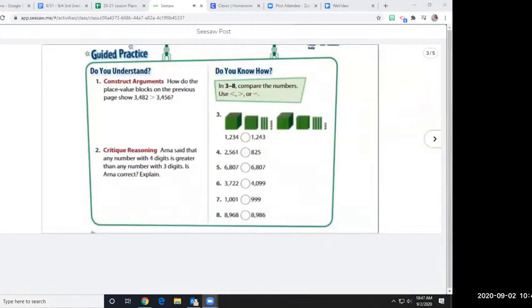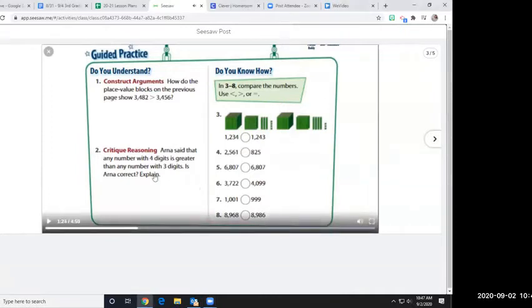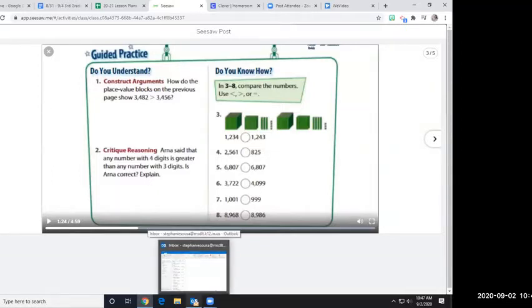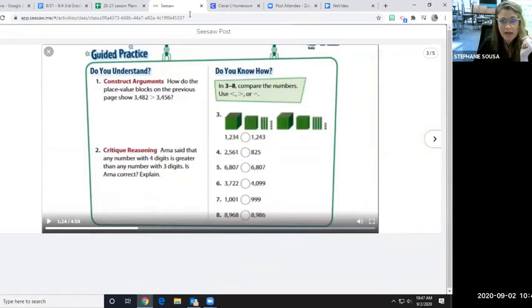Down at number 2, it says, Arna said that any number with 4 digits is greater than any number with 3 digits. Is Arna correct? If you said yes, you're correct. Okay, so let's talk about this. Arna said that any 4-digit number is greater than any 3-digit number. This is something that we already know, and we've proven that we know this because we understand that that 4th digit in a number gives it a thousands value. So even if we only had 1,000 and the other number had 900s, that 1,000 is greater than 900s.